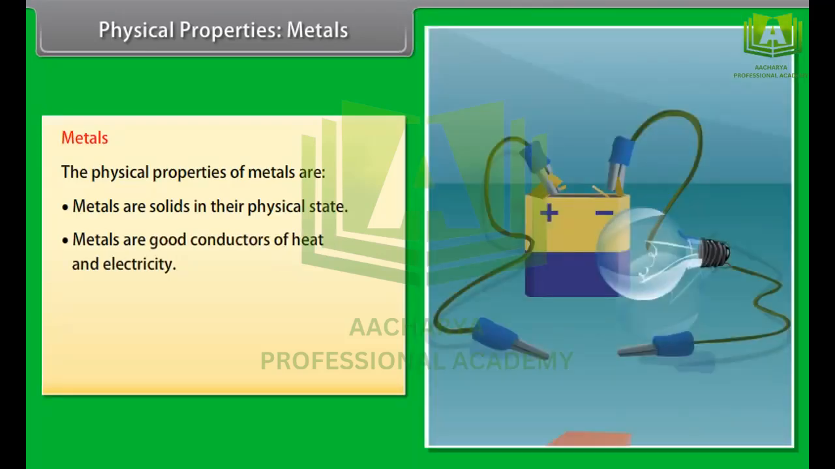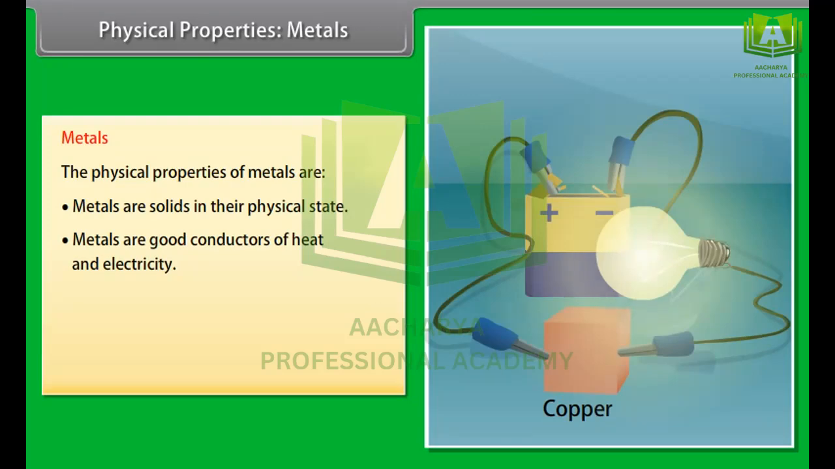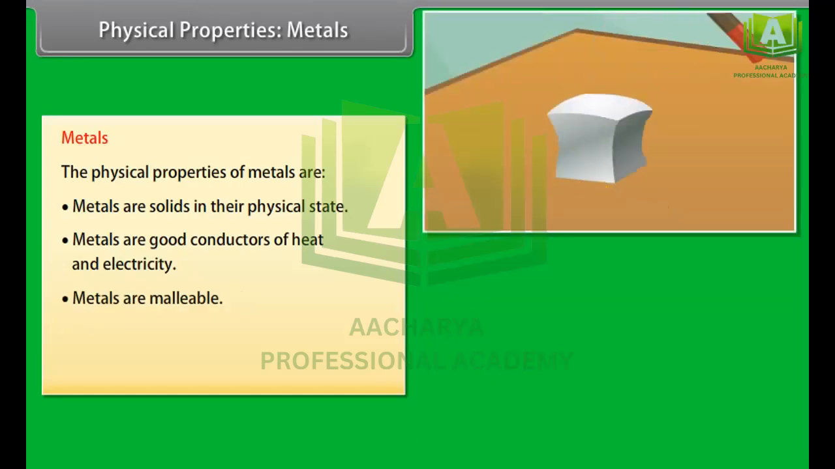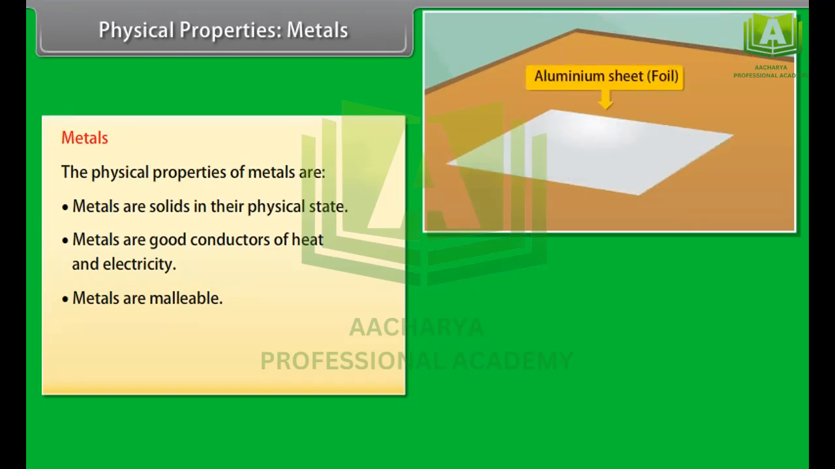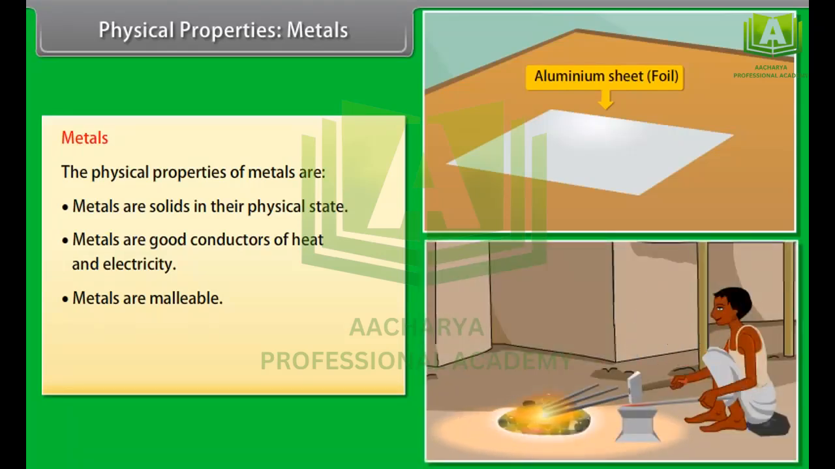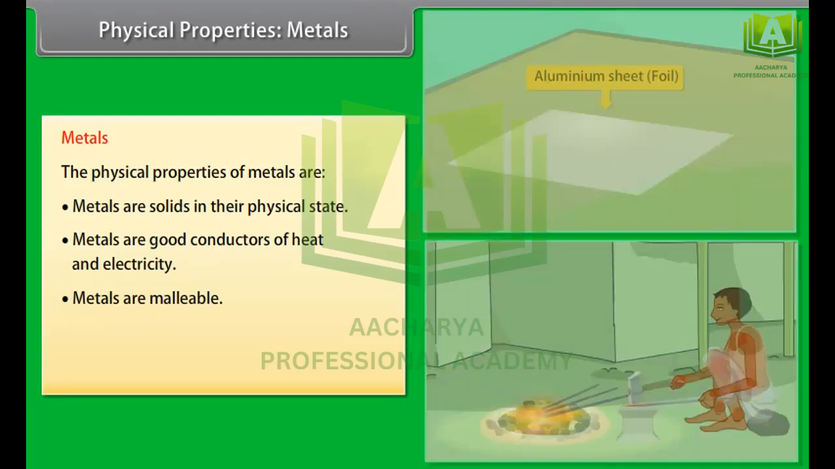Good conductors of heat and electricity. Metals are good conductors of electricity as they have free electrons. For example, silver and copper are the best conductors of heat and electricity, whereas lead is the poorest conductor of heat. Malleable. Metals can withstand hammering and be made into thin sheets known as foils. For example, iron is heated and then hammered into different forms, foils, shapes, etc.